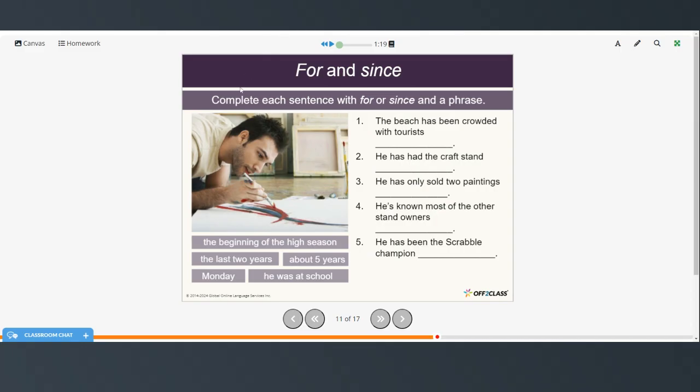All right, so you want to complete each sentence with for or since and one of these phrases. So again, you can pause the video, try that on your own, and then restart when you're ready to check your answers.